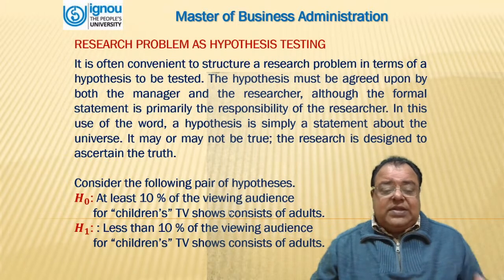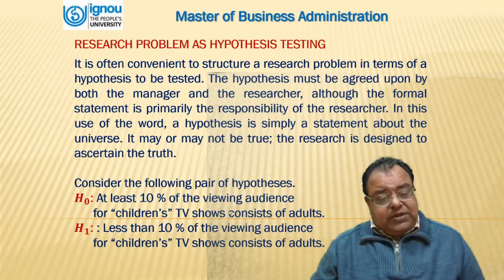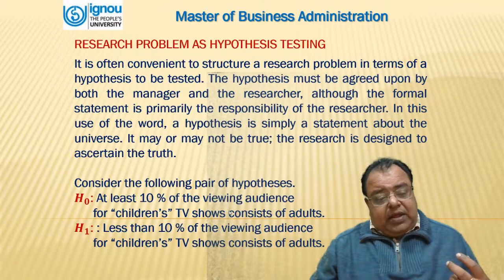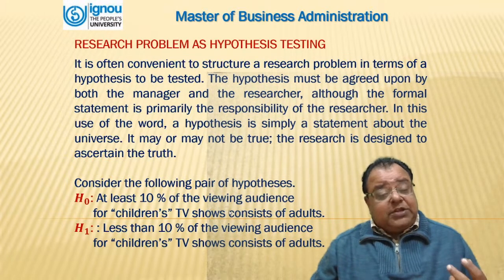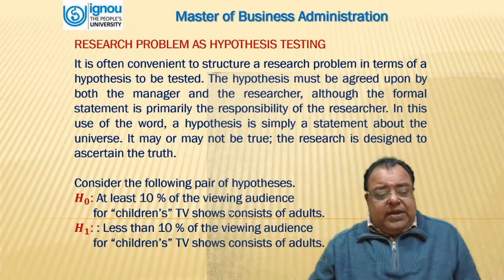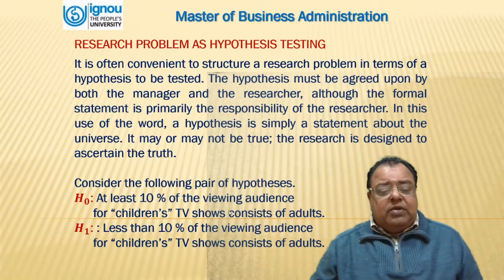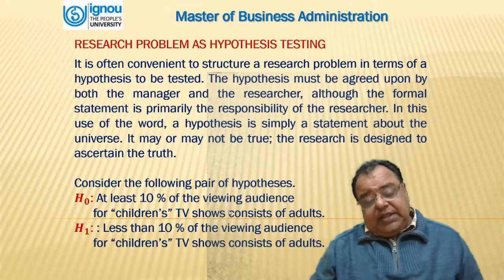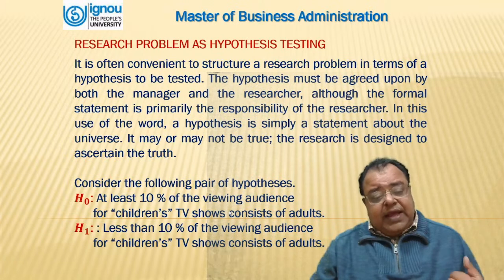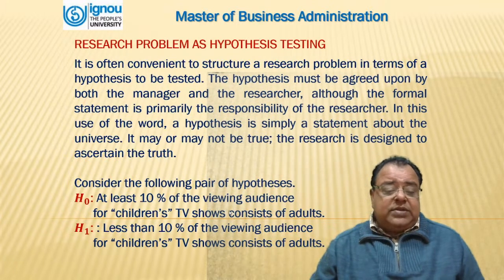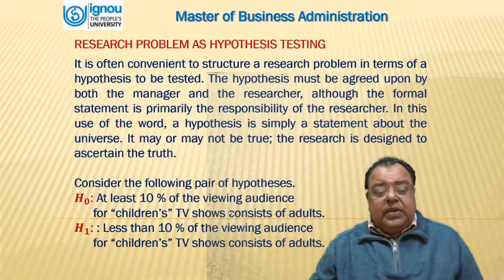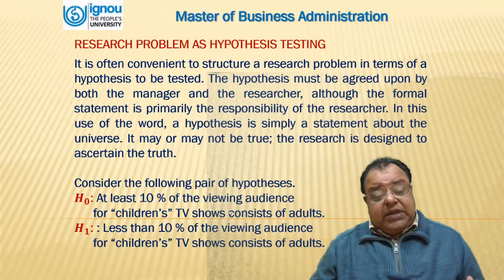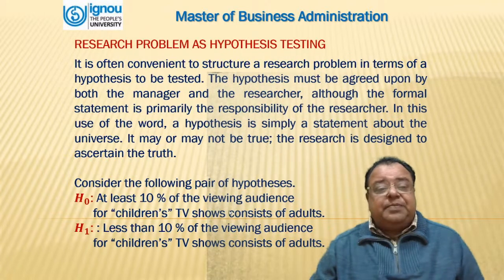Now, we consider the following pair of hypotheses. We denote it by H naught, which states that at least 10% of the viewing audience for a children's TV show consists of adults. On the other side, the alternate one is H1, which states that less than 10% of the viewing audience for a children's TV show consists of adults.